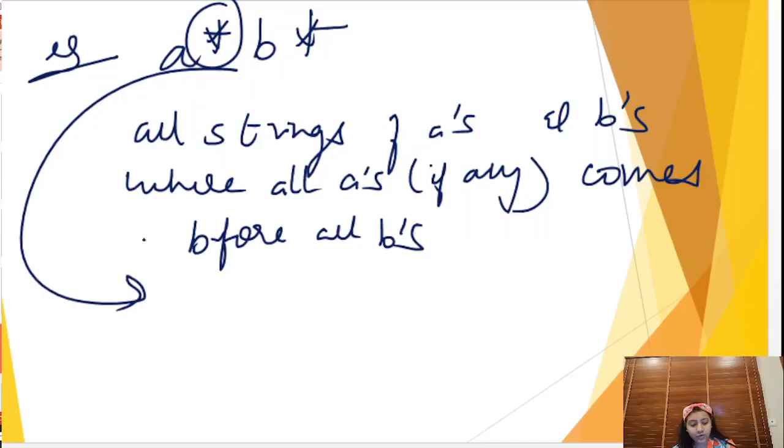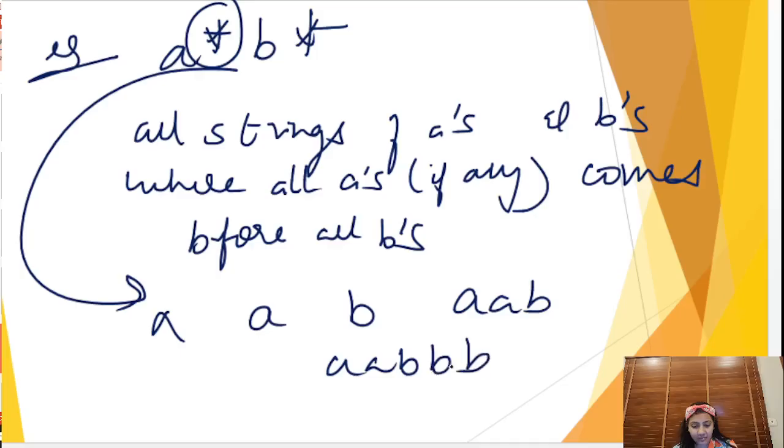So we can clearly see what kind of words will belong to this language. It can have lambda, it can have A, it can have a single B, it can have AAB, but it cannot have a word like AABA, because B should not be followed by any A. So this will not belong to this particular language, right?